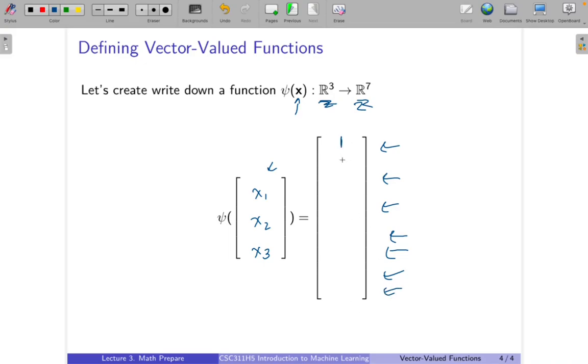So I'll just start writing something down, maybe x1, x2, x3. Maybe I want x1 squared, x2 squared. Maybe I want the 1 down here again. And here we are. Here's one such function that goes from R3 to R7.